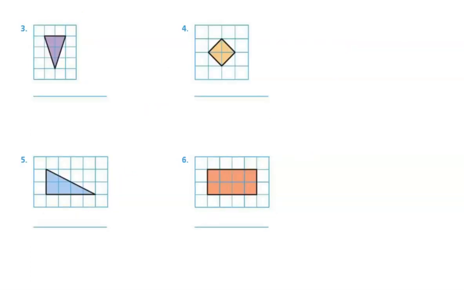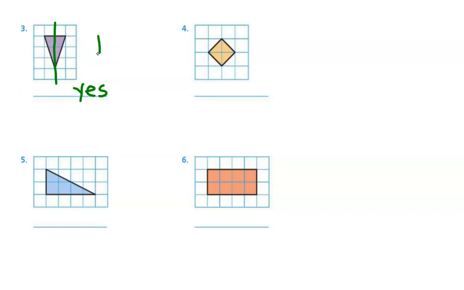So let's look at 3 through 6 as well. Same deal. We want to see if it has any lines of symmetry, and if so, how many. So this one wants to know if we can fold it in half. Well, I couldn't fold it in half this way, top over bottom, because that won't work, but I could fold it from side to side. So yes, this one has symmetry, but this one only has 1 line of symmetry.